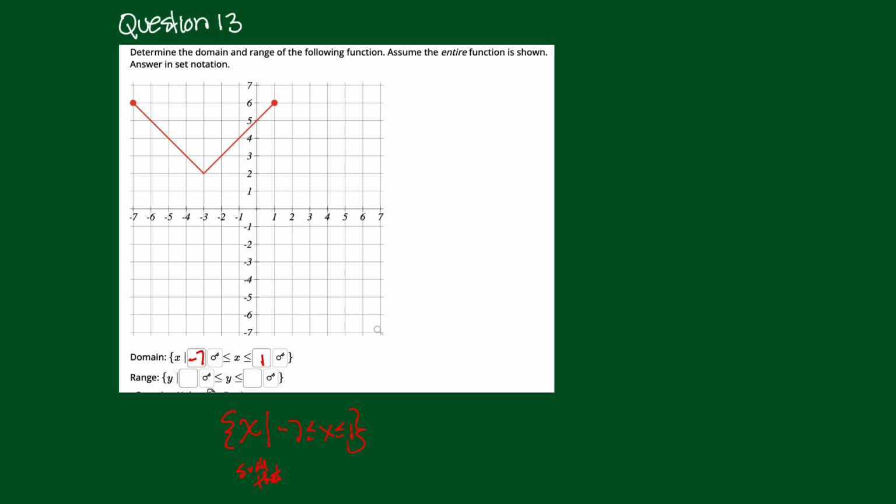Now what about the range? These are the y values. The y values look to me like they're going from here up to here. They're going from what? 2 to 6. So I'm just going to write that in here. Y such that they're going from 2 to 6.